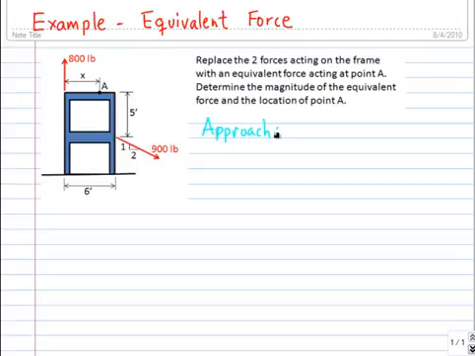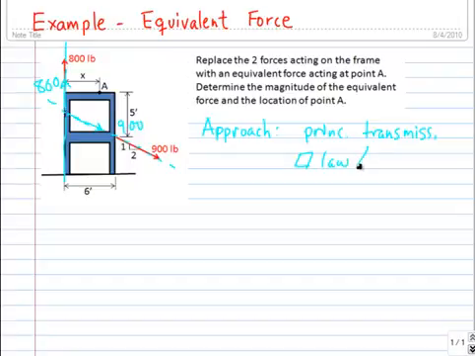Okay, so the first part of this problem is that we need to use the principle of transmissibility to slide these force vectors along their line of action. And this is appropriate for problems where we're interested in external forces, statics problems. So principle of transmissibility, that's our first step. We're going to slide the forces along their lines of action, and that enables us to use the parallelogram law to add them.